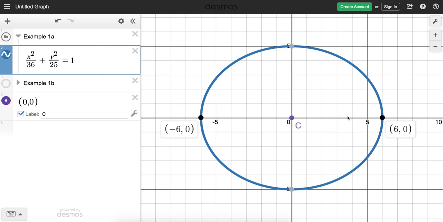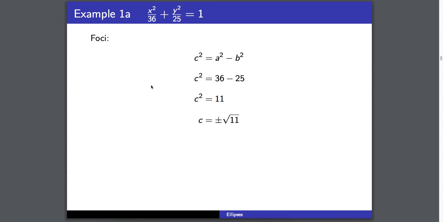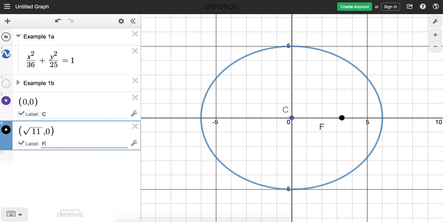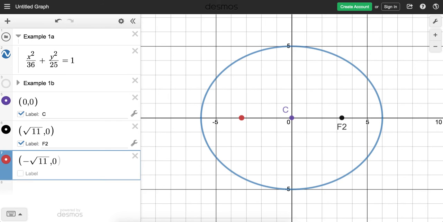That's going to be about 3 point something. So our foci are at 0 plus or minus the square root of 11, and 0, which is plus or minus the square root of 11, 0. So if we want to see that, square root of 11 is about 3.32. There's our one focal point, so we'll label that F2. And we have negative square root of 11, 0 as well, and we'll label that other focus point F1. And again, note that the midpoint of these foci is also the center. So we have that to work with too, if we need it.